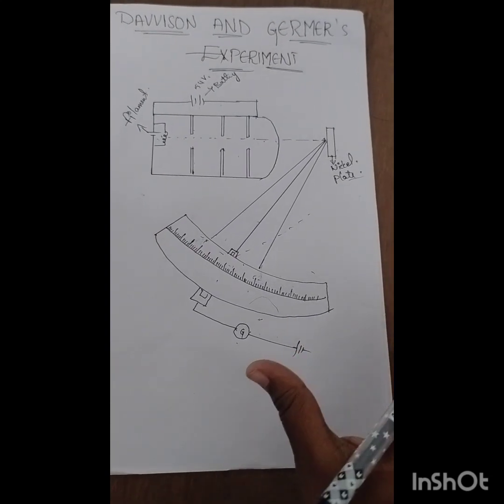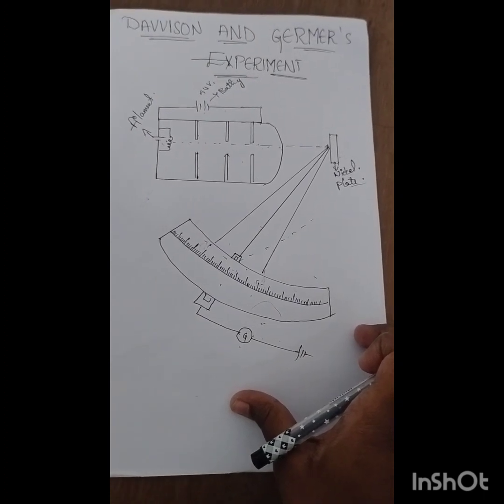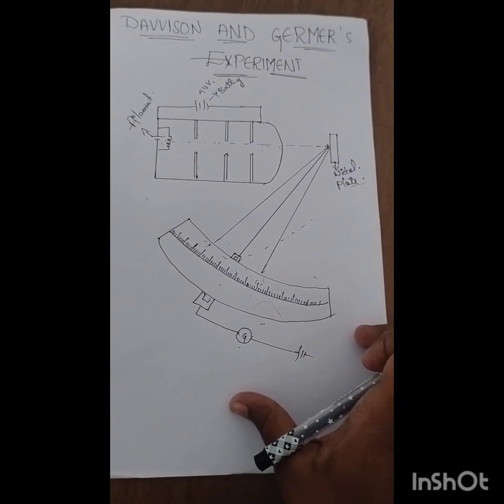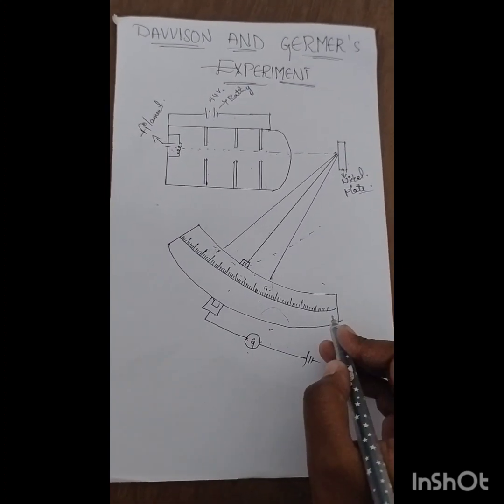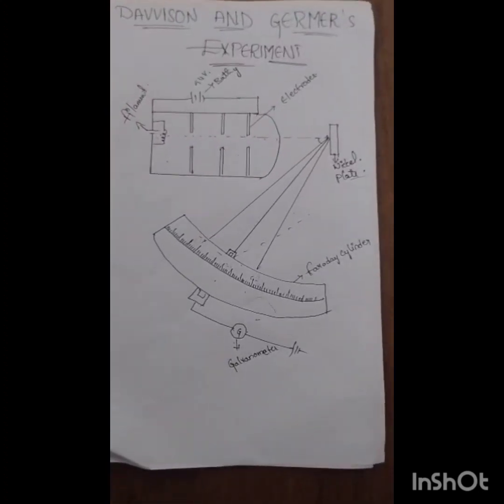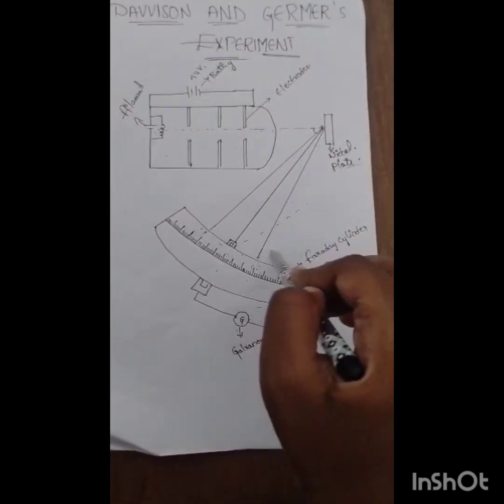So by these more and less deflections, it can be said that the particle is associated with wave nature. The main drawback is that we cannot determine the electromagnetic radiation produced by the fast-moving electrons.